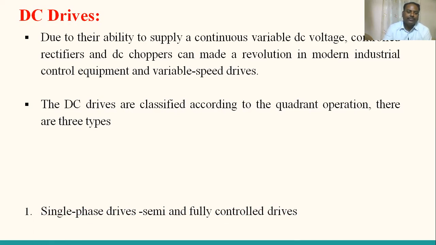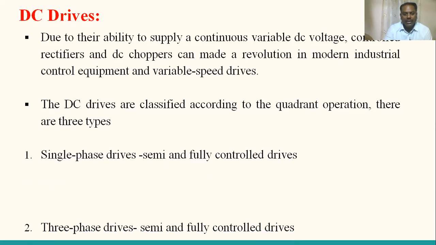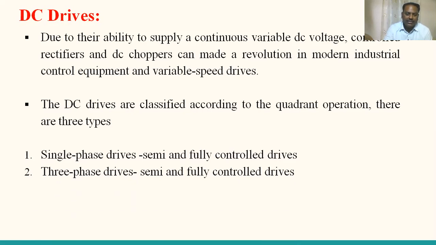There are 3 types. So what are those? Single phase drives: in single phase, semi-controlled as well as fully controlled drives. 3-phase drives: in 3-phase also, semi-controlled and fully controlled drives. And chopper control drives. So these 3 drives are mainly focused on in the DC drives: single phase drives, 3-phase drives, and chopper control drives. Single phase and 3-phase drives are analyzed in the first and second units, whereas chopper control drives are analyzed in the third unit.